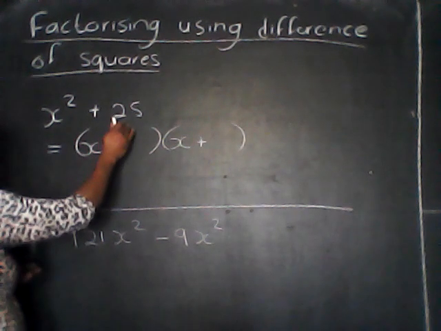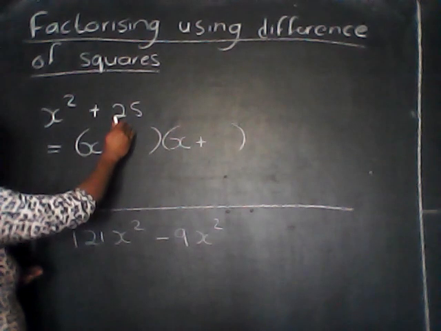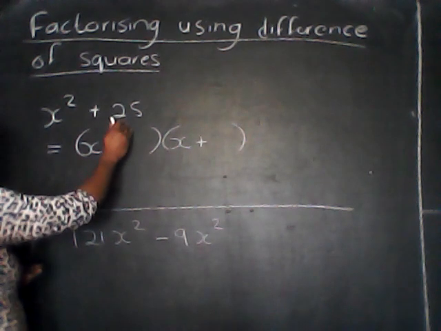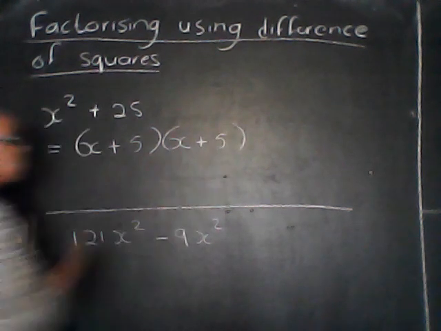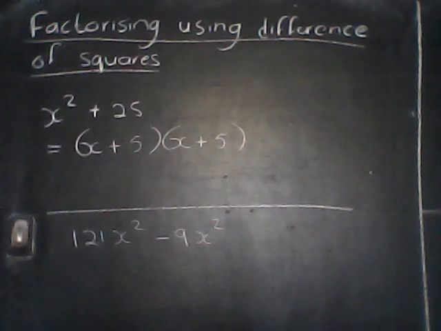Then we need to look for the number that gives us 25 when we multiply it by itself. And 5 times 5 is 25. So 5 times 5, and that is the answer that you leave. So just the two brackets. Then I'm going to move you to the next one, which is 121x squared minus 9x squared.